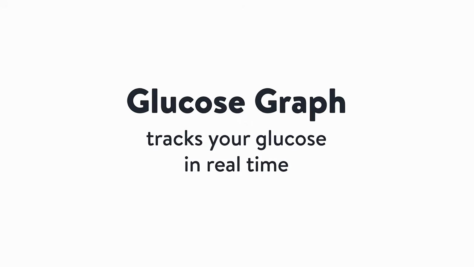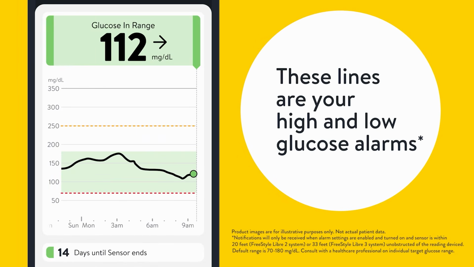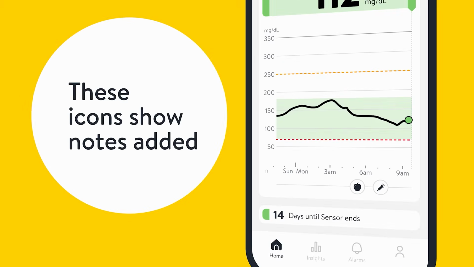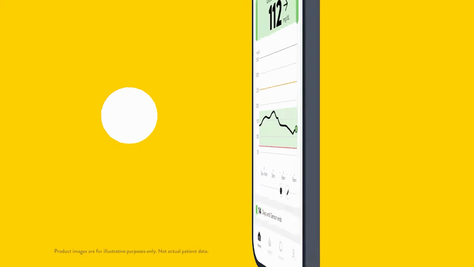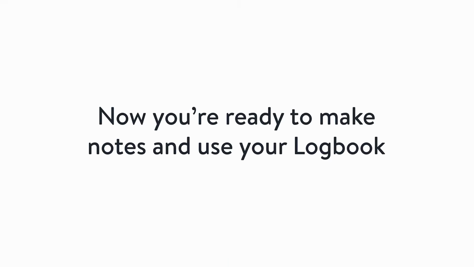Your glucose graph tracks your glucose in real time. This green area is your target glucose range. These lines are your high and low glucose alarms and can be customized. These icons show any notes you've added. And it's all right here on your home screen. Now you're ready to make notes and use your logbook.